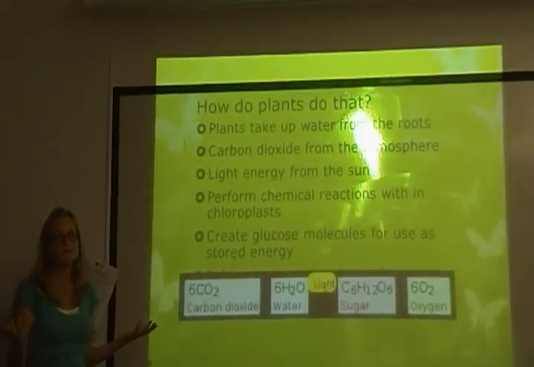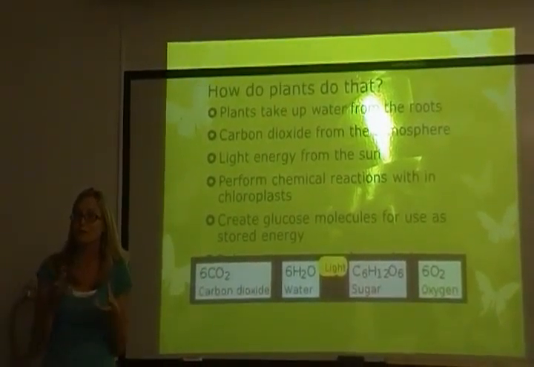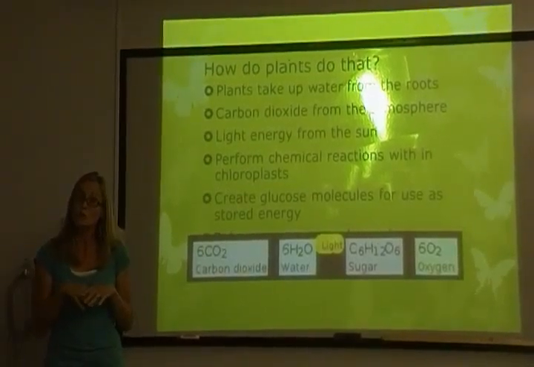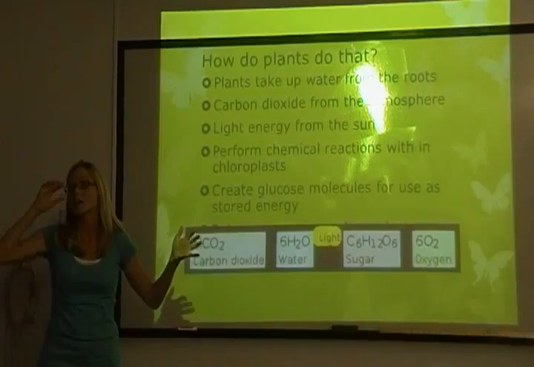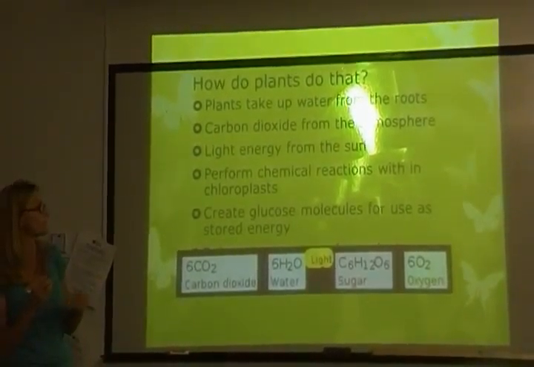So how do plants do that? That was our question. How do plants do that? They take up water from the roots. Remember, water is hydrogen and oxygen. Plant roots usually live in soil. Sometimes they live right in the water. Sometimes they even live in the air. But all plant roots take up water. They need water to do this process.